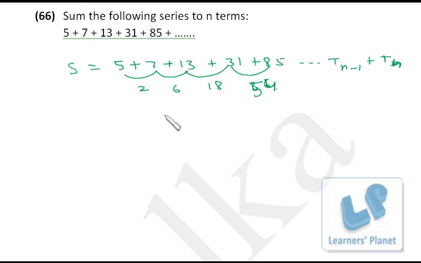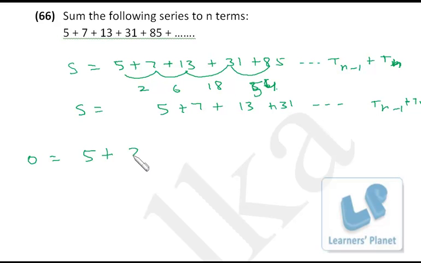So what we can do is I just rewrite the sequence and leave the first place. Okay, so it is 5 plus 7 plus 13 plus 31 up to t n minus 1 plus t n. Now S minus S is 0, then this is 5 plus 7 minus 5, that is 2, plus 6 plus 18, then it is t n minus 1 and minus t n.